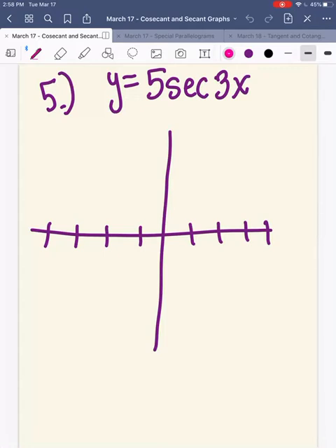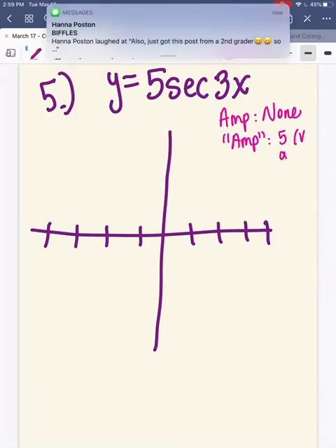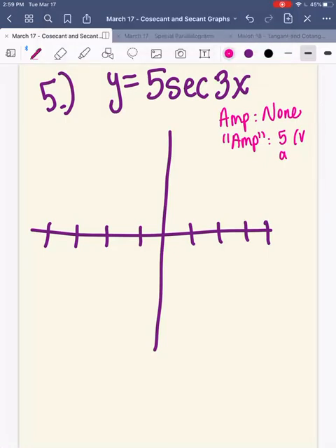All right, so I'm going to look at number 5, and I'm going to say the amplitude is really none. Remember how we talked about that yesterday? It's always going to be amplitude, but the quote-unquote amplitude is going to help me know the vertical stretch or shrink. In this case, because our A is greater than 1, it's a vertical stretch. Does that make sense? So we should go up to 5.